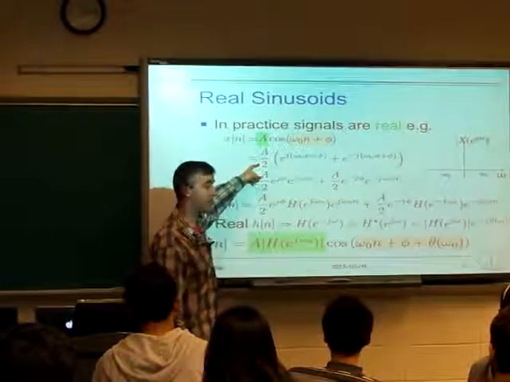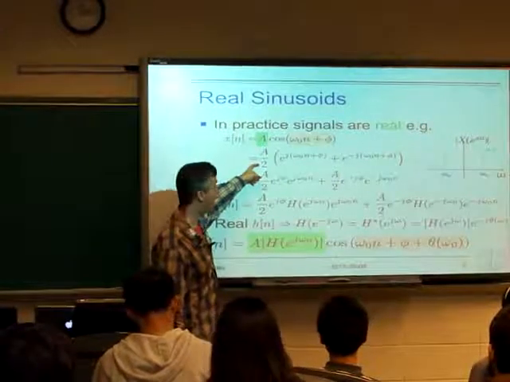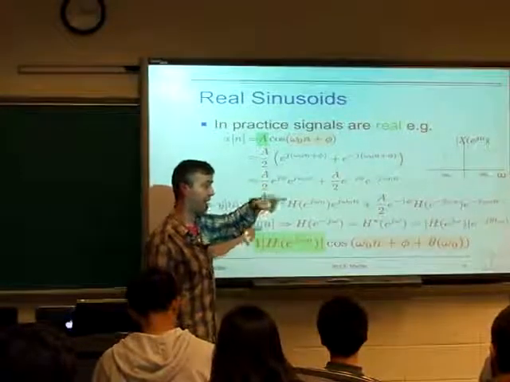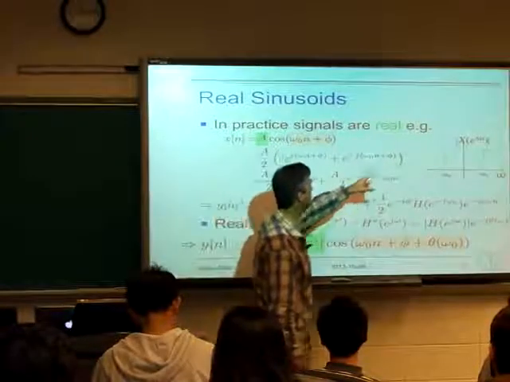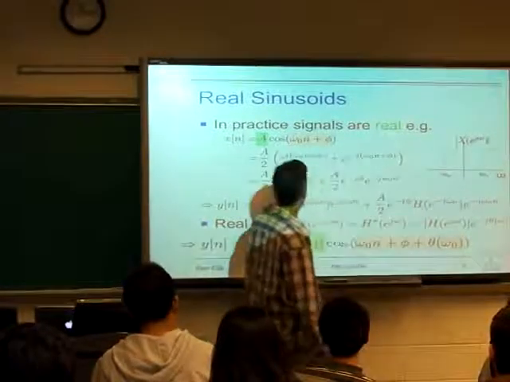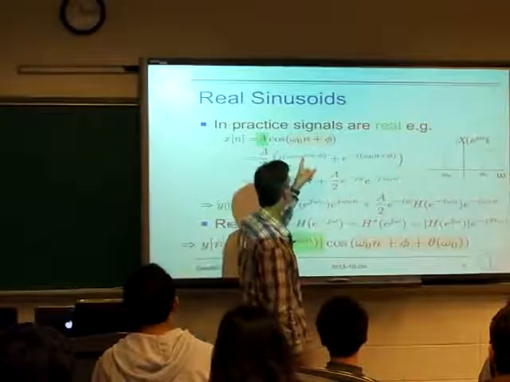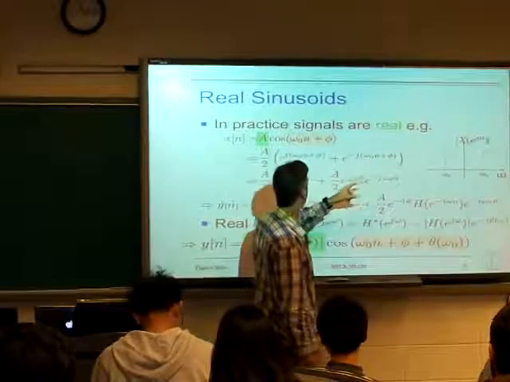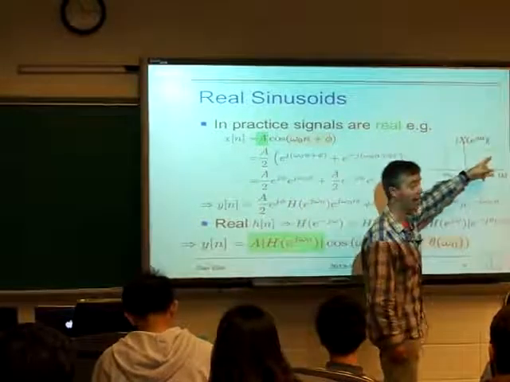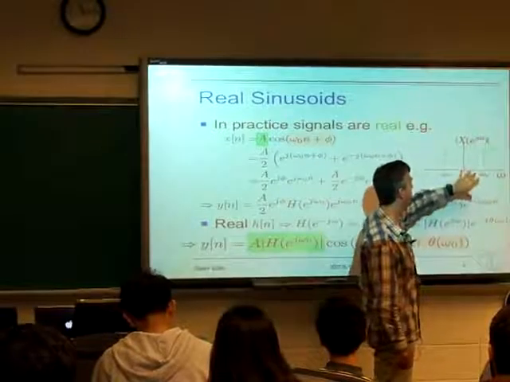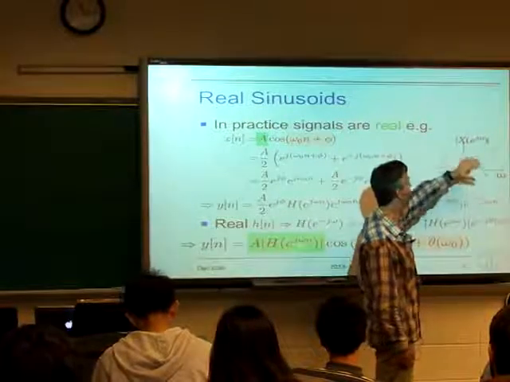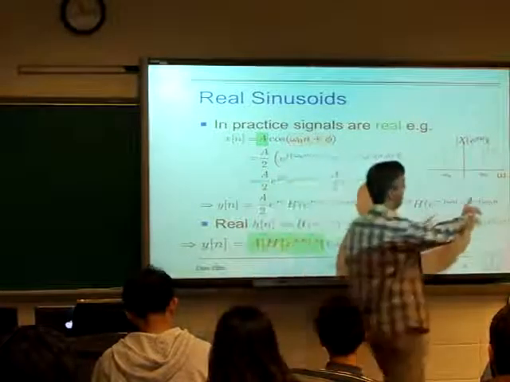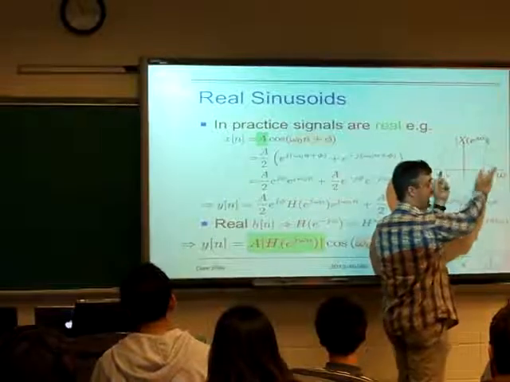This has to be equal to the IDTFT, right? The integral of X of e to the j omega, e to the j omega n d omega. So that means that X of e to the j omega has to consist of two delta functions at these two values of omega, omega 0 and minus omega 0, and the weights are going to be A on 2. So by inspection, this is what the DTFT of this real sinusoid looks like. And it's almost just a complex sinusoid, but it has the conjugate there as well.